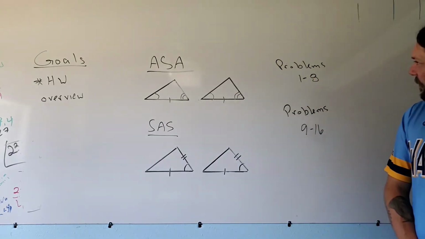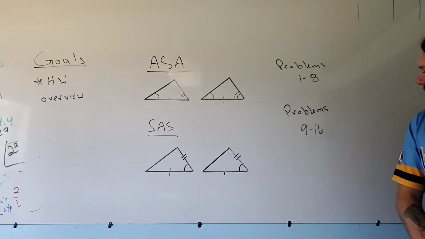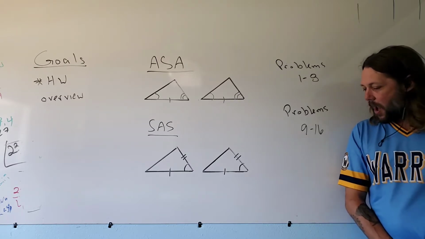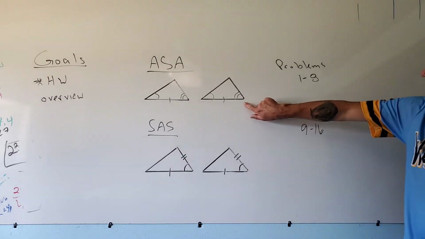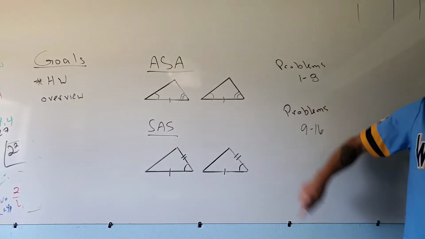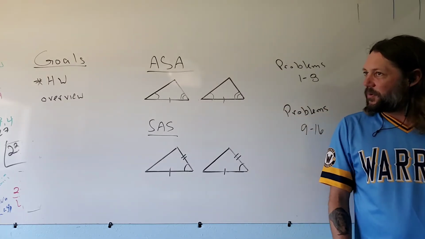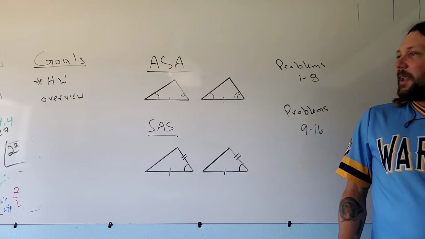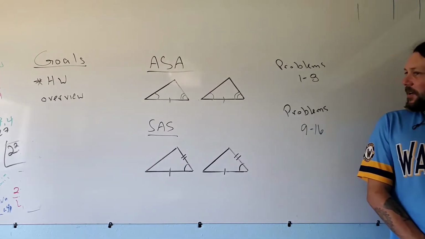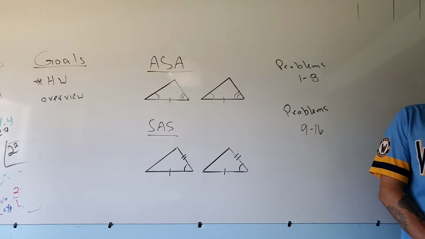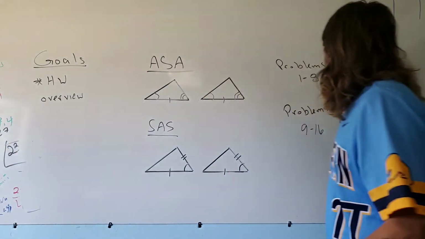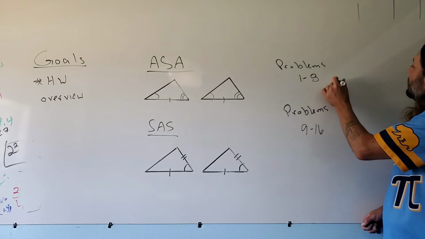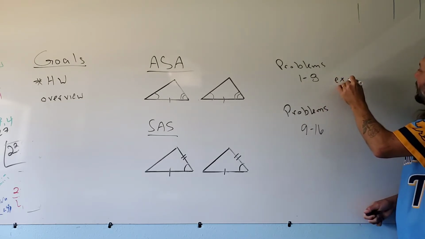So problems 1 through 8, here's how I would answer them. I would look at it and determine what the question is asking: are the triangles congruent? If so, state how. And after that, you're asked to write a congruent statement. I better write an example of a congruent statement, just to keep that idea in your head.